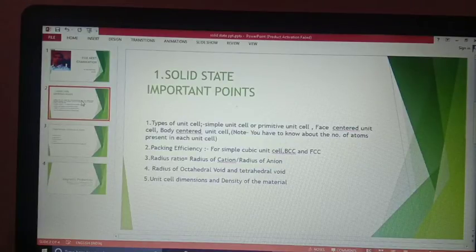And the next thing is the density of the material. You know the formula: rho is equal to Z into M by Na into a cubed, where Na is the Avogadro number, small a is the edge length, Z is the number of atoms in the unit cell, and M is the molecular mass. So if a numerical comes, 90% of numericals come from this formula, rho equals Z M by Na a cubed. It will be very helpful.